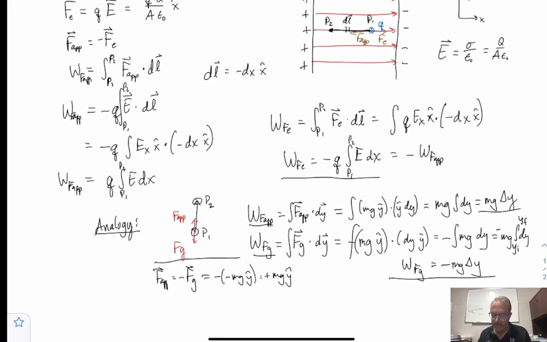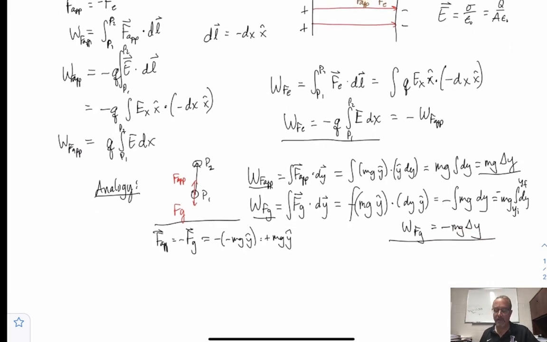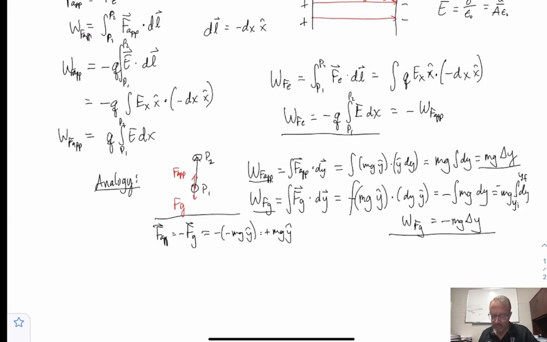Okay, and it's the exact same thing with the electric force. The electric force is doing a negative amount of work, just like gravity is doing a negative amount of work. The applied force is moving against the electric field, doing a positive amount of work. Okay, so hopefully that analogy makes a little bit of sense.